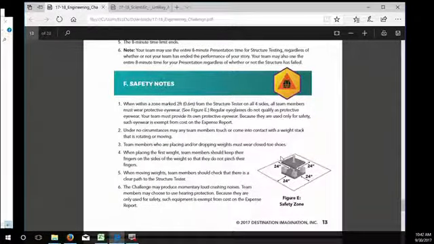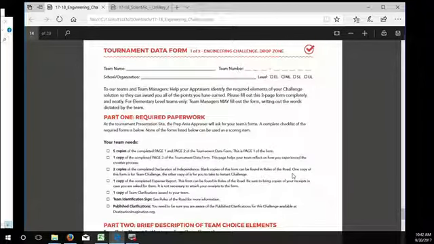And if you do this challenge, you'll see a structure tester that you have to have for it. We do have some of those in the regional office to lend out. And then these are the tournament data forms for the engineering challenge. And that's it. We will have more detail on each challenge at our Solving the Challenge training in November.